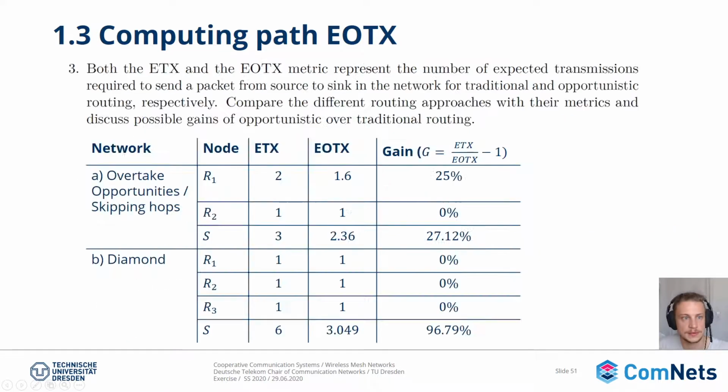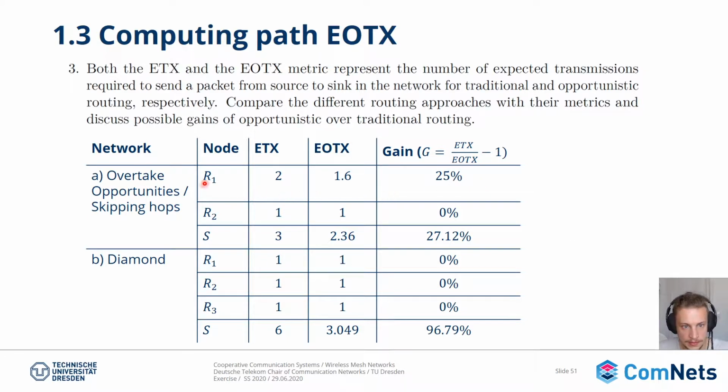which brings me to the last subtask where we should compare the ETX and EOTX metrics that we have calculated for both of the networks, for each traditional and opportunistic routing, so for the ETX or EOTX metric. And we can see that for the nodes that are directly connected through a perfect link, there's no change at all. There's 0% gain, where the gain is a percent gain, so it's the actual improvement.